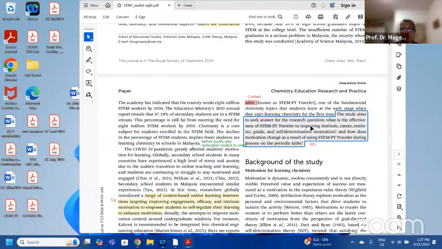Now, why so many motivation subscales? Because this is the definition by Glynn. This is the subscale of motivation given by Glynn, and how motivation changes as a result of using STEM PT Traveler. So this is a mixed method approach. There is one question for quantitative, another question for qualitative.